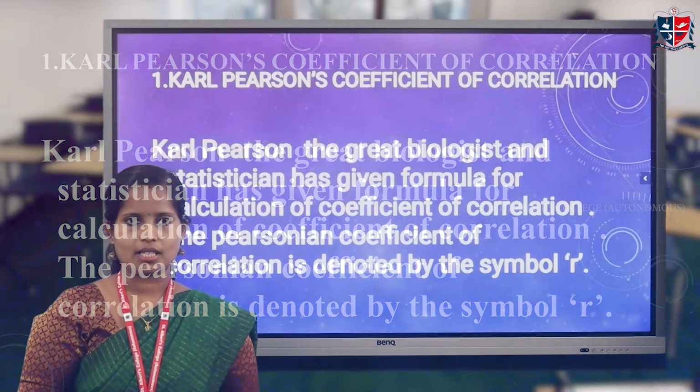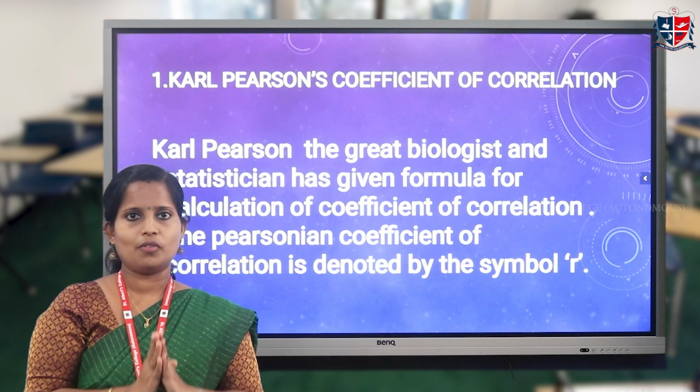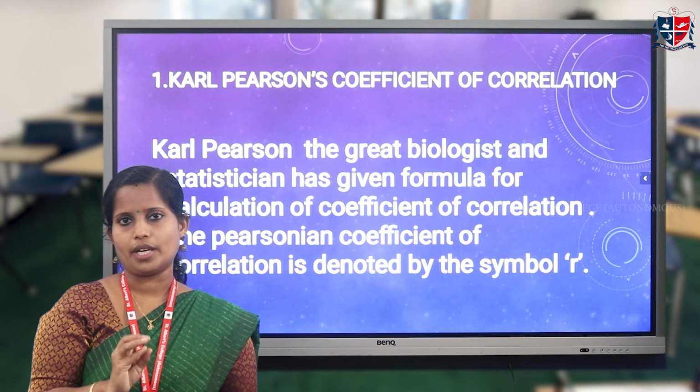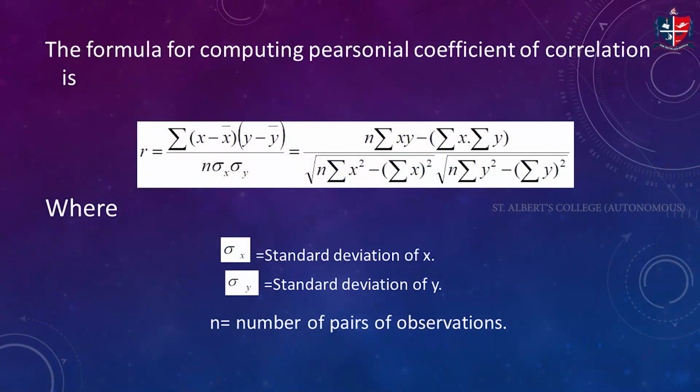In short, we can say that Pearson's correlation coefficient is a quantitative measure which finds out whether there is a correlation between the two variables or not. Also, it gives the quantity of correlation between the two variables. Since it is a quantitative method, here we are using a particular formula.